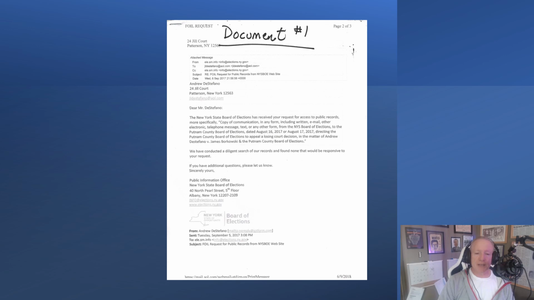So I'll tell you why in a second, why I have this copy of this FOIL request on the screen. But as I said a moment ago, the Putnam County Board of Elections had their appeal filed in 17 minutes. At 4:58, Judge Marks' decision to put me back on the ballot came down. Within 17 minutes, they had their appeal written, researched, filed, and that was it.